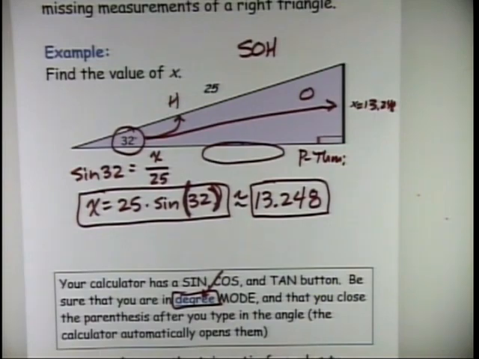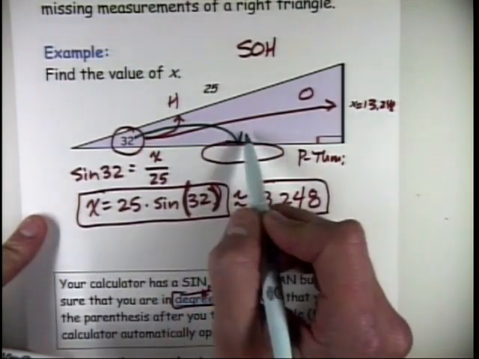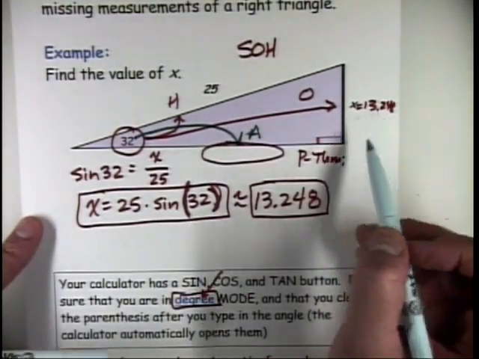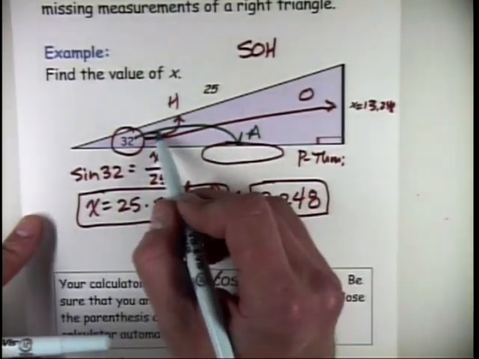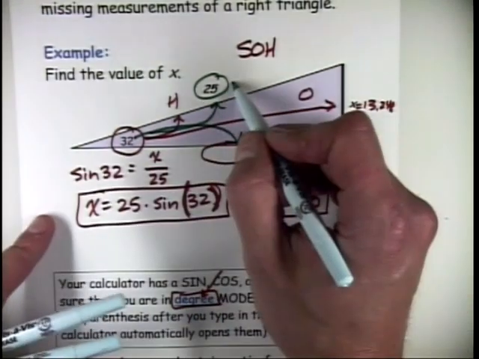Let's do that. I'm going to use the same angle 32, and now I want to find this side, which is the adjacent side to it. And I could use the side I just found, 13.248, but I've rounded, and I don't want to have a rounding error, so I'm going to go ahead and use the nice integer 25 that was given, which is still the hypotenuse.